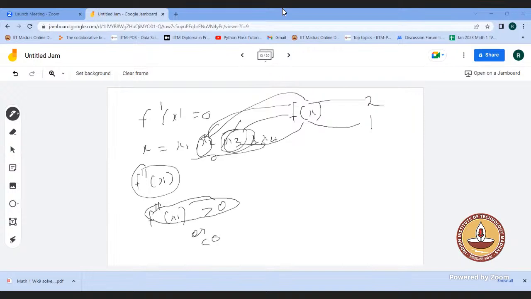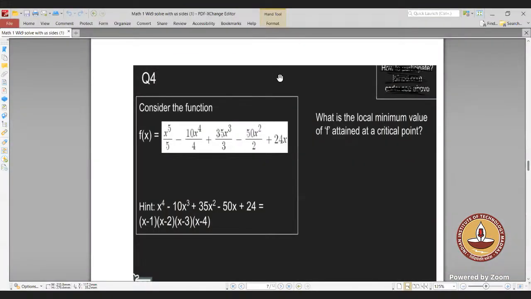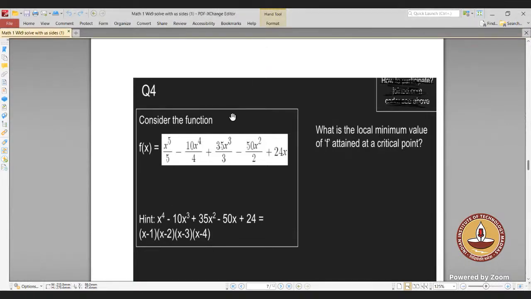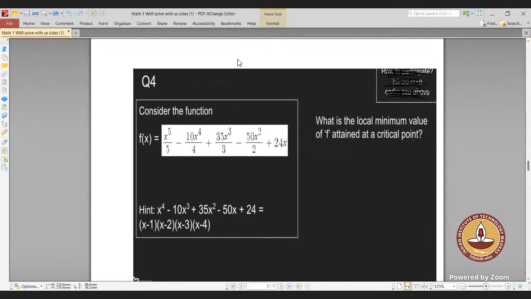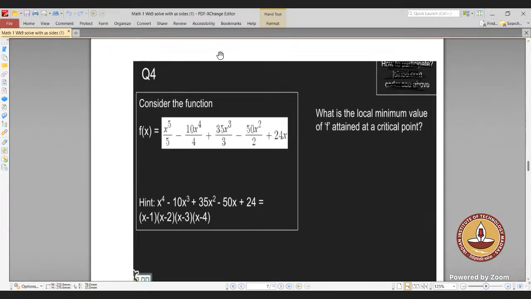Sorry, I'll share the question. So this is the question. Do we have to give the value of both the local minima? Yeah, you have to find the y value. Let's say at x equal to 5 you are getting the local minimum. Then you have to substitute 5 in this equation and tell me what value you are getting. Okay, sir, got it.